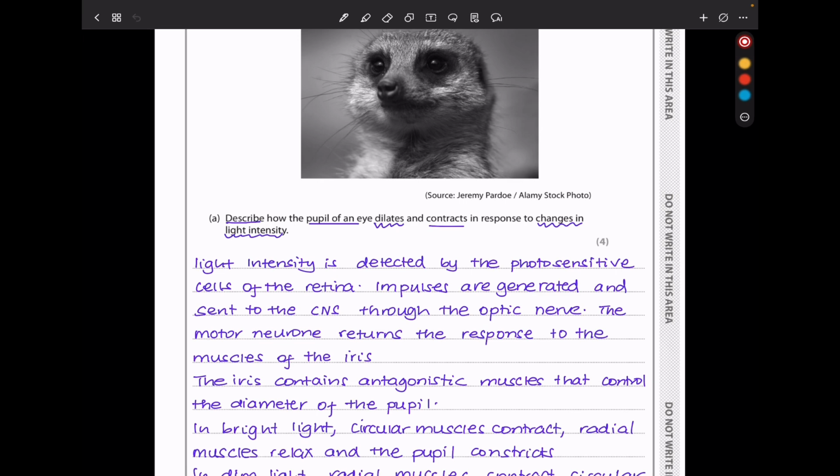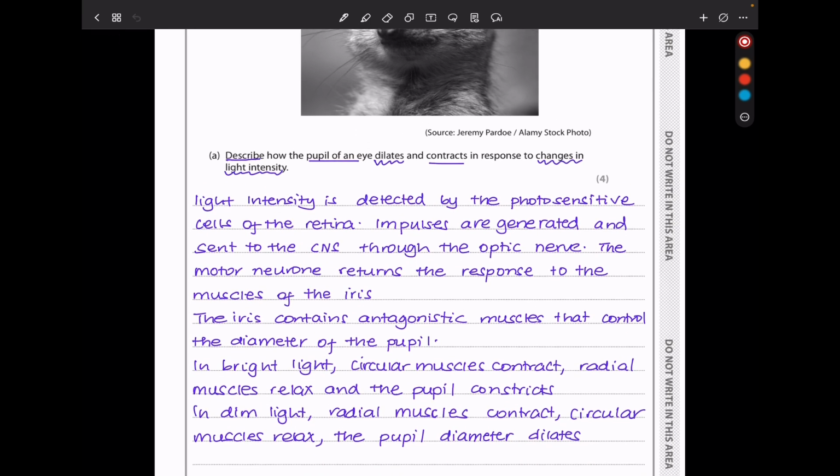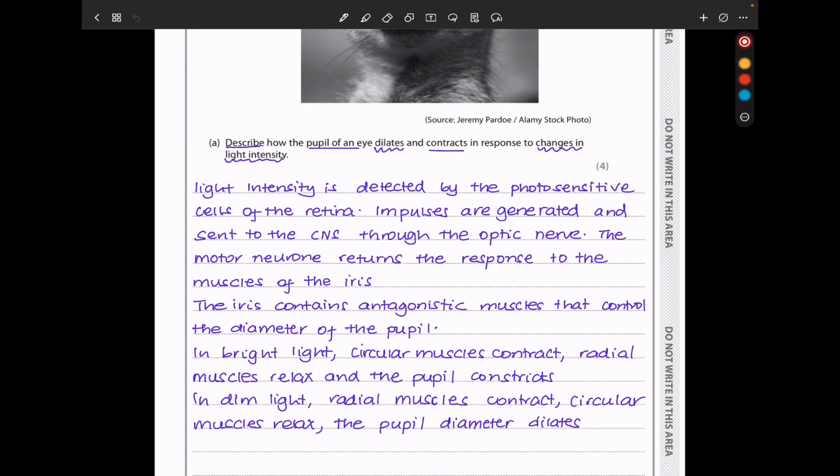So here I'm going to discuss light intensity changes, maybe high light intensity as well as low light intensity. We know the pupil of the eye is going to be varied because the muscles of the iris are going to contract or relax. So I said light intensity is detected by photosensitive cells in the retina, and impulses are going to be generated and sent to the central nervous system through the optic nerve. The motor neuron returns the response to the muscles of the iris, and we know the iris contains antagonistic muscles that control the diameter of the pupil.